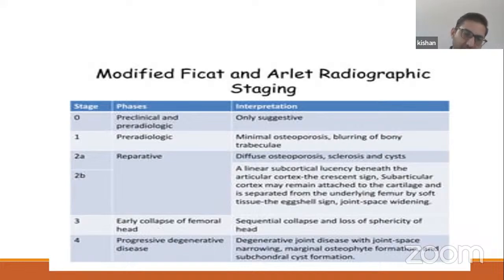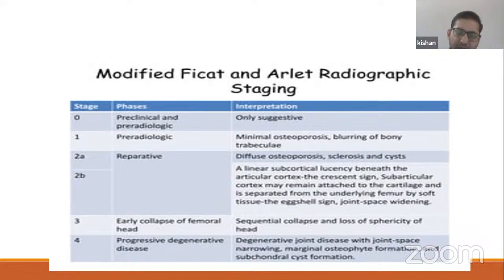In stage 3, when more area is involved, approximately 30% of the femoral head, we can see early collapse of the femoral head. When cell death happens, the cancellous bone starts collapsing. So we can see the loss of the spherical shape of the femoral head in the X-ray and even in the MRI. Sequential collapse and loss of the sphericity of the head is stage 3.